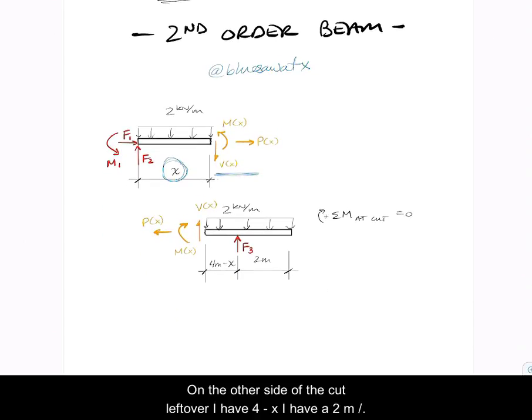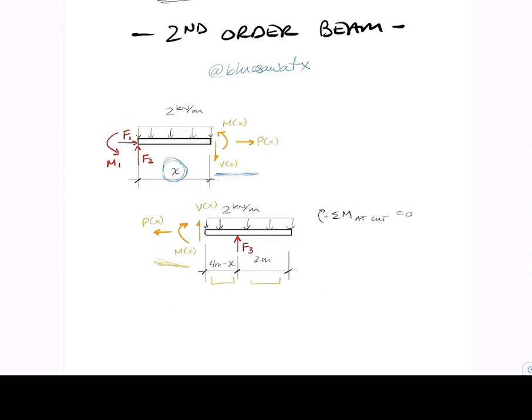On the other side of the cut, left over, I have 4 minus x. I have the 2-meter overhang. I have the equal and opposite forces internal to the beam. And so what I'm really interested in is finding the moment inside that beam. So the fastest way to do that is to go ahead and sum moments at the cut. I'm going to choose to use the right side free body diagram because I'm going to choose to solve for the moment in terms of only a single red arrow. In this case it's going to be in terms of F3.